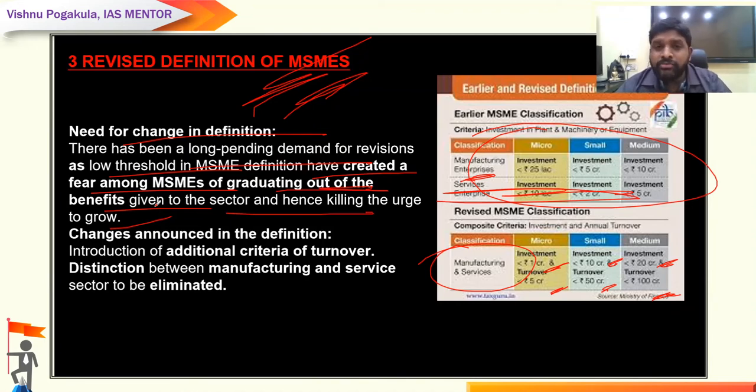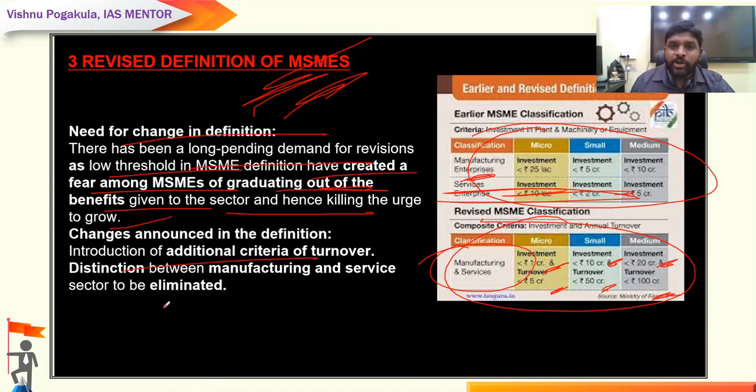When they cross small, 5 crores, they will come under medium. If they cross 10 crore, they will go into heavy industries. Means what? They will be losing the benefits. So when they are getting the benefits, they will be motivated to work more. So this revised MSME will help the MSME sector to be motivated, to go forward and to empower more people to establish MSMEs.